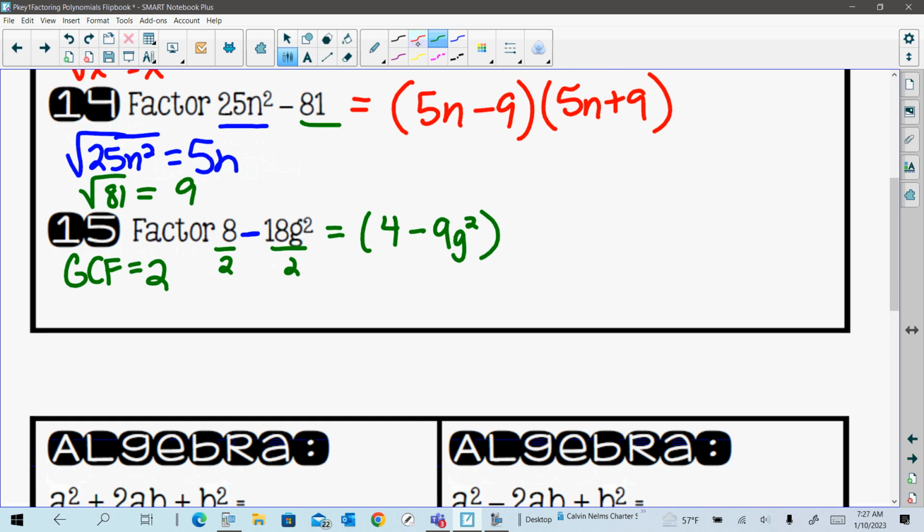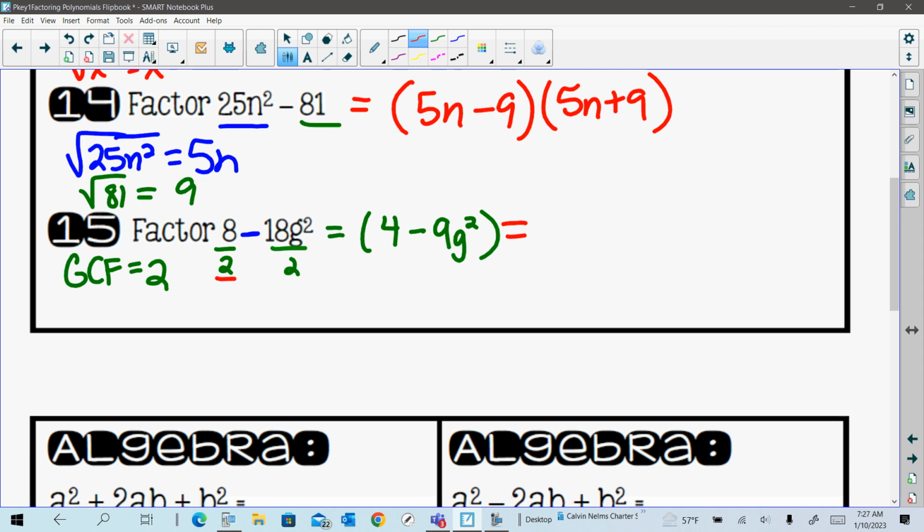Question. So if I take the square root of 4, that's 2. Square root of 9g, that's 3g. So 2 minus 3g, oops, forgot something, sorry. I forgot to keep the GCF.